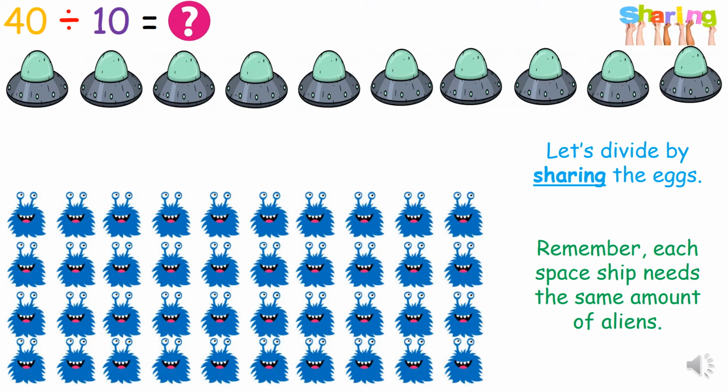So what we're going to do now is share out the aliens one by one underneath each spaceship. But we need to make sure that each spaceship has the same amount of aliens so that it is fair and equal.